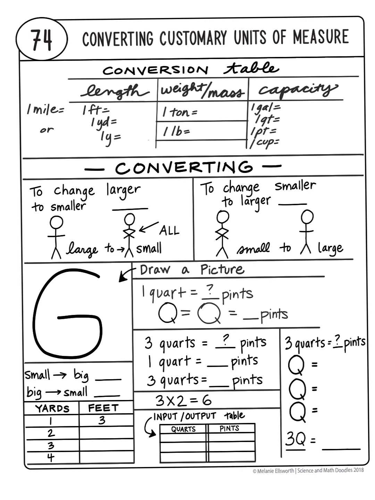So at the very top, we're going to start out just by filling in some common units of measure for length, and then we have weight or mass, it's called both, and then also capacity. So you need to know, first of all, that 1 mile is equal to 1,760 yards, or if I want to name it in feet, it would be 5,280 feet.